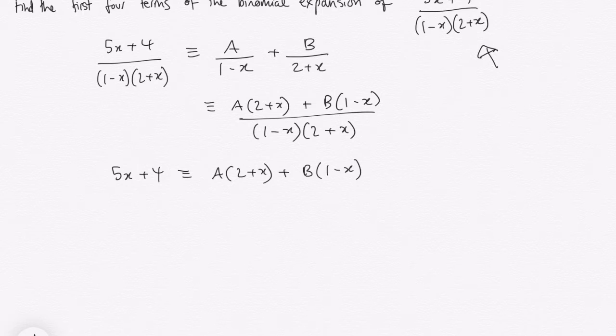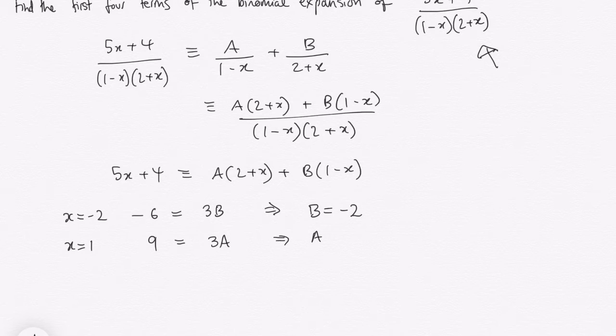If you let x equal negative 2, we get negative 10 plus 4, which is negative 6, is equal to 0 plus 1 subtract negative 2, which is 3, so 3B. This gives us B is equal to negative 2. And if we let x equal 1, we get 5 times 1 plus 4 is 9, is equal to 3A, and then 1 minus 1 is 0, so we get that A is equal to 3.